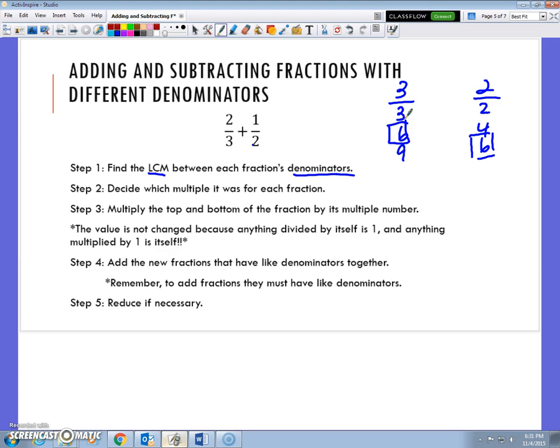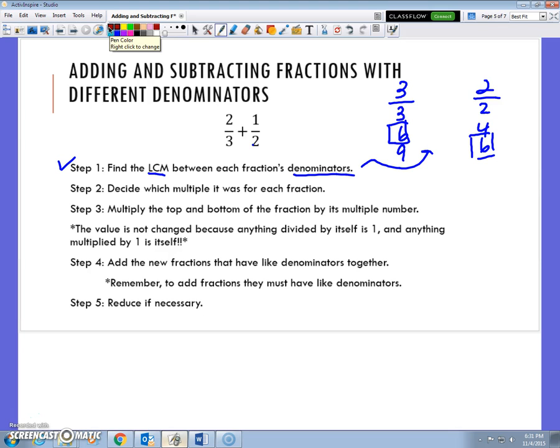Now the second step can be a little tricky. All right, so step 1, check. We've done that. We decided that our least common multiple is 6. Now, the next step, decide which multiple it was for each fraction. That sounds really confusing, but it's not that bad, once you see what I mean.